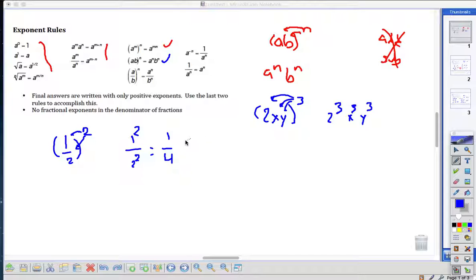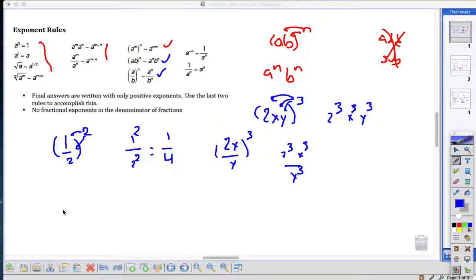Okay, and you can use these in conjunction with each other. So let's say I have 2x over y to the 3rd power. The 3 is going to go to all 3 of these. So it would be 2 to the 3rd power, x to the 3rd power over y to the 3rd power. Now notice, it works with multiply, it works with division, does not work with addition and subtraction, so please don't confuse it.